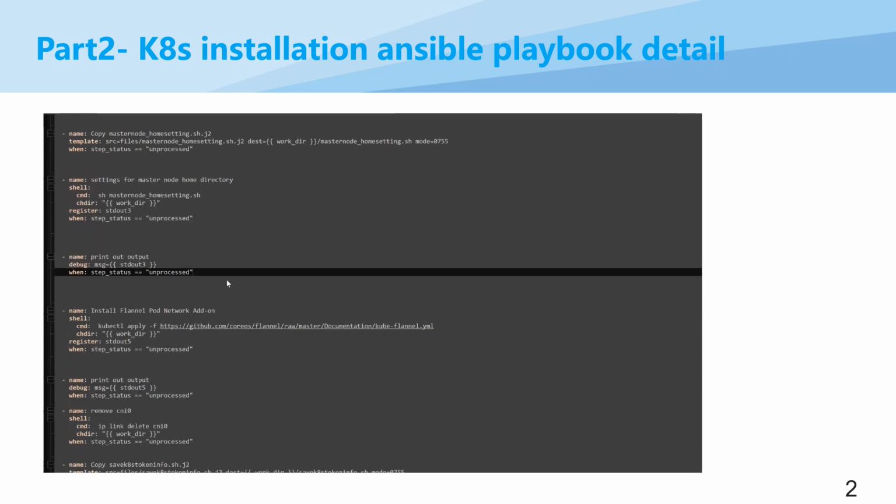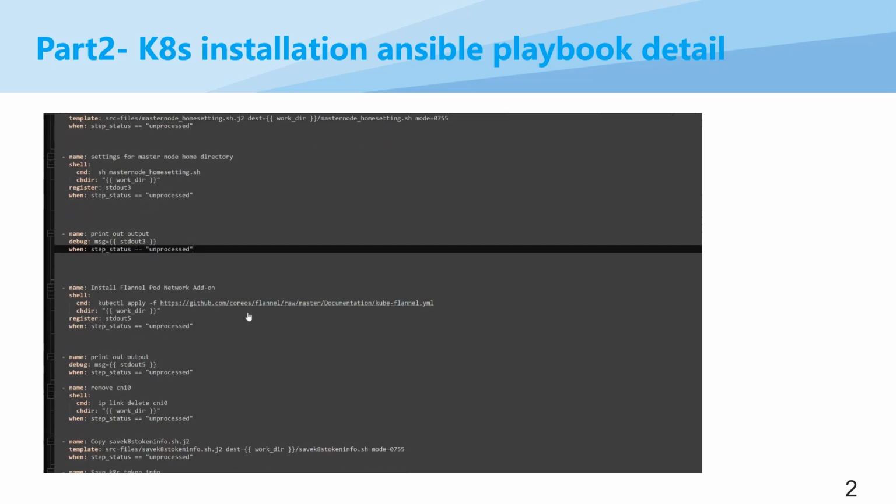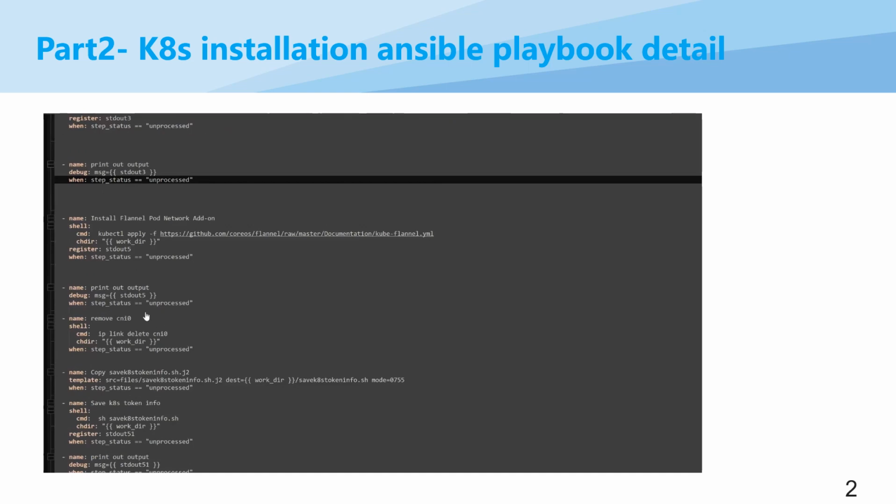And next, we install the FileNet pod network add-on, and you can see this kubectl apply -f kube-FileNet.yaml to install that add-on. And also, per the previous tips, we need to remove cni0 using ip link delete cni0.